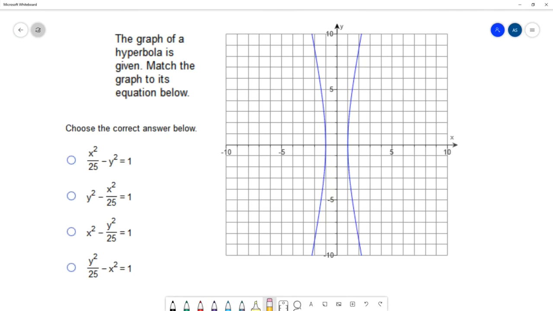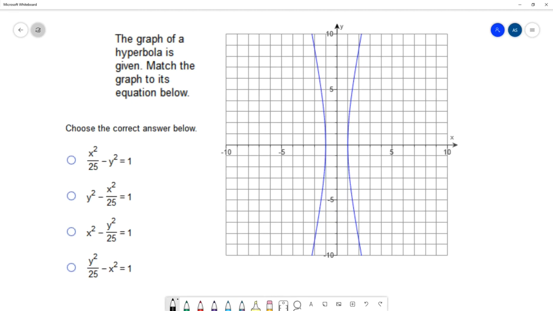So in this example, we have the graph of a hyperbola given on the right, and our goal is to match it to one of these equations over here. So in order to do that, we need to figure out the orientation of our hyperbola and then maybe a little bit more information on top of that. So the hyperbola can be oriented horizontally or vertically.